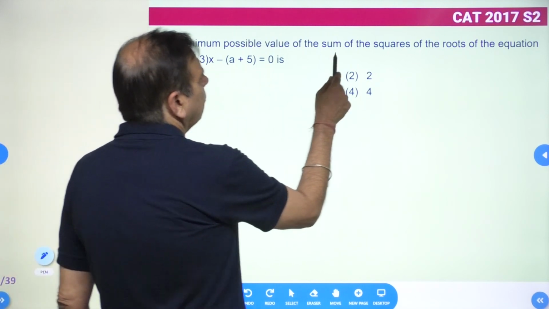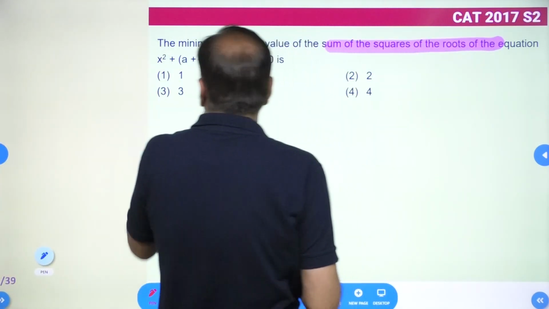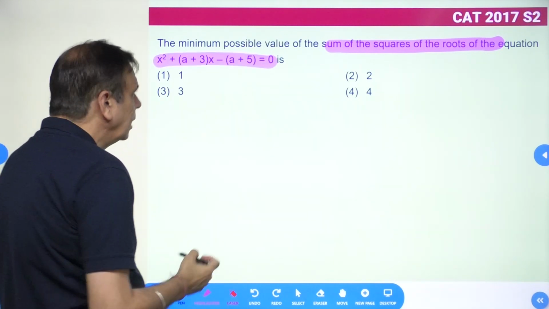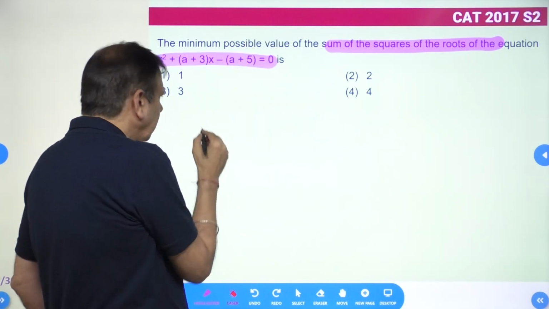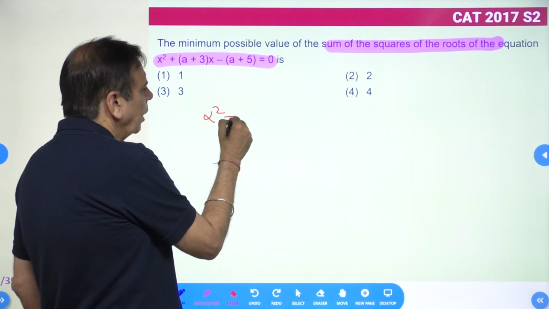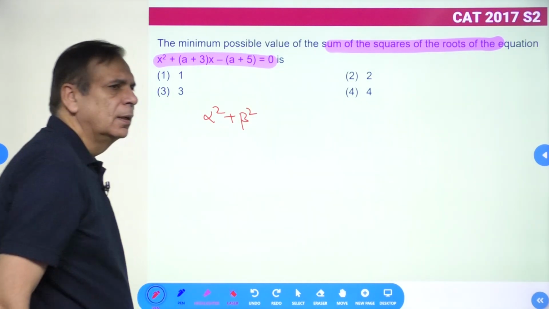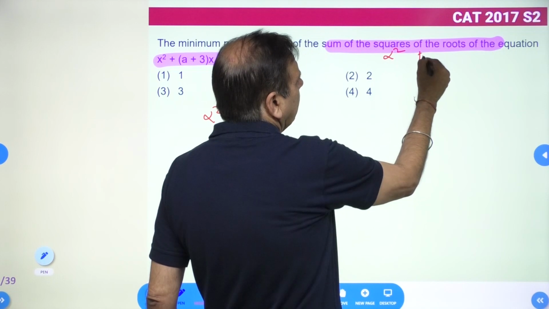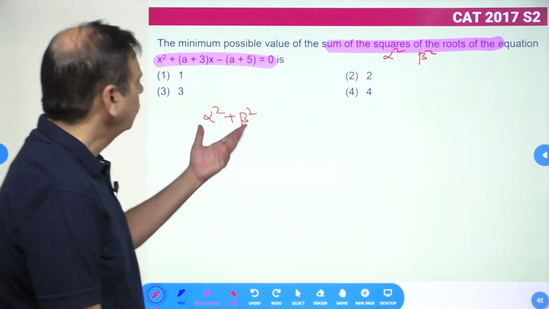The minimum possible value of the sum of the squares of roots of this equation. Okay, sum of the squares of roots of the equation चाहिए. We need the minimum possible value of sum of the squares. So अगर roots are alpha and beta, what are we looking for? Alpha square plus beta square. So the squares of the roots will be alpha square and beta square.